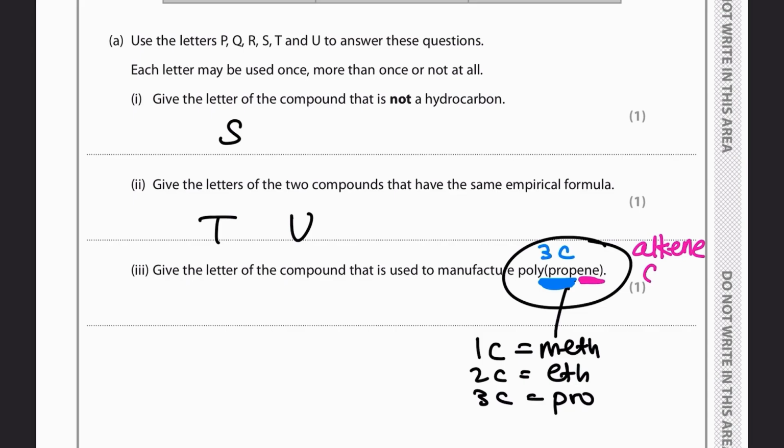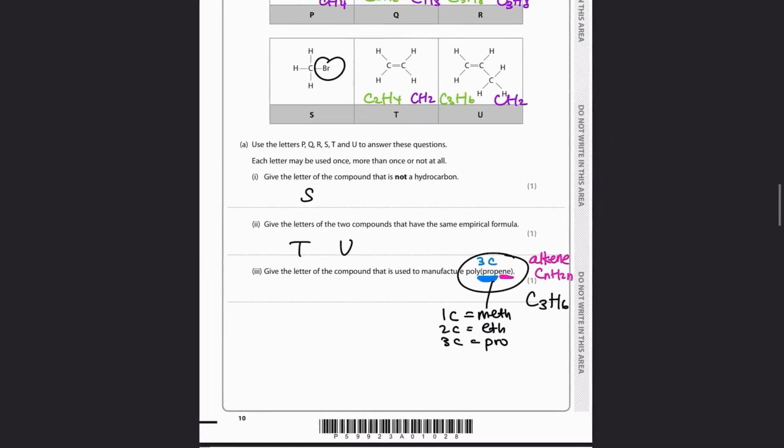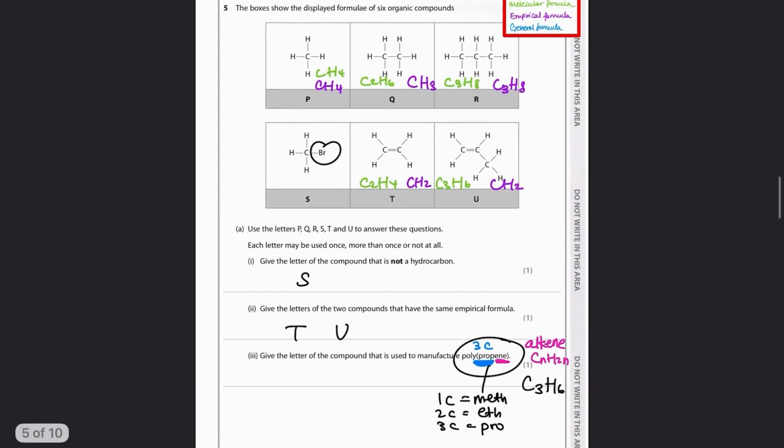And therefore, CnH2n. So the formula has got to be C3, because 3 carbons, and then 2 times the n, because n is 3, right? So therefore, I'm looking for someone that is C3H6. Who is that on this diagram? C3H6, that is U. So therefore, U is the answer.